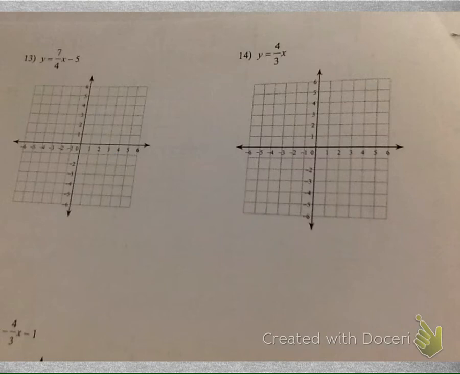Number 13. I like it when the fractions are written like this because it makes it easier to see the rise and the run. But first remember that you have to graph the y-intercept of -5. So here's 0, -1, 2, 3, 4, 5, -5. And then this is 7, and this is 4. This is rising up 7 and over right 4. Up 7 over 4. So here's up 5, 6, 7, and over 1, 2, 3, 4. And now you can connect.